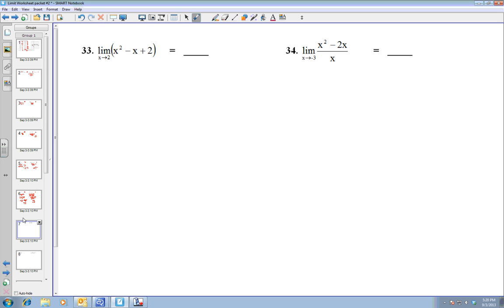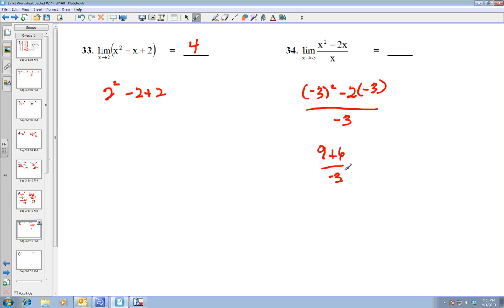33, direct substitution, 2 squared minus 2 plus 2, so that should give us 4. The limit as x approaches negative 3, on this one, you should be able to use direct substitution. Even if I plug negative 3 in here, I'm not getting 0 on the bottom. So I have negative 3 squared minus 2 times negative 3 over negative 3. 9 plus 6 over negative 3. 15 over negative 3, so negative 5.